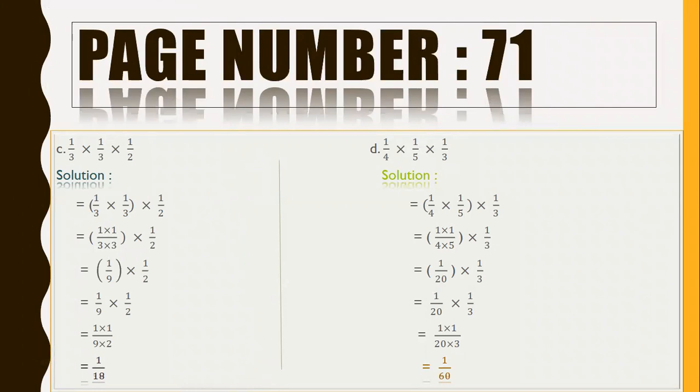Part D, the last part of this question and also of this page. 1 over 4 multiply 1 over 5 multiply 1 over 3. According to the given rule, we enclose 1 over 4 and 1 over 5 within one bracket. 1 by 3 will be left. 1 by 20 multiply 1 by 3. 1 over 60 will be the required answer of the product of these three fractions.